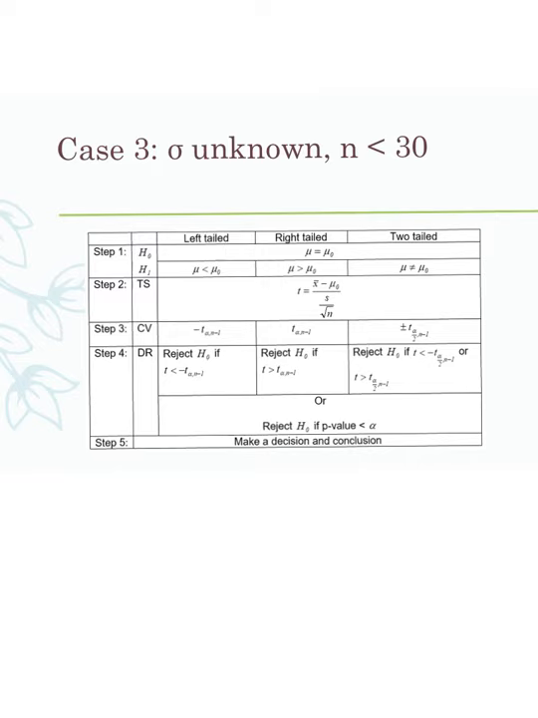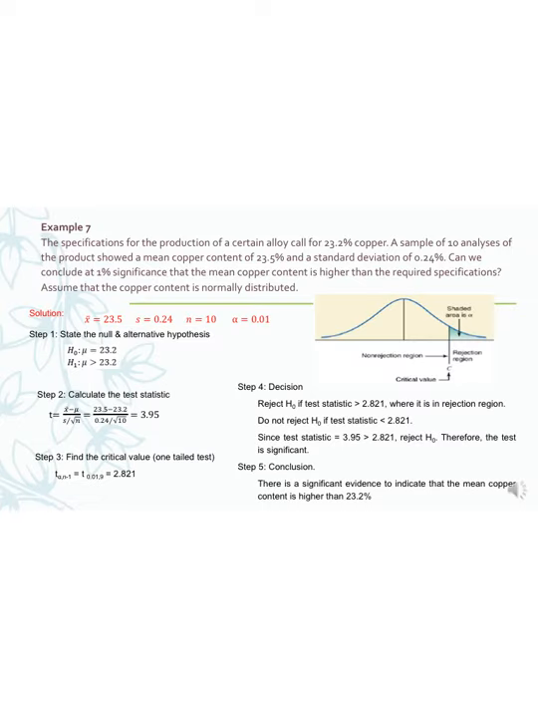And then the decision rules. For left tail, we reject H0 if T less than negative T alpha, n minus 1. For right tail, reject H0 if T greater than T alpha, n minus 1. And for the two tail, we have two conditions. Reject H0 if T less than negative T alpha over 2, n minus 1, or T greater than T alpha over 2, n minus 1. Since this is the two tail, remember to divide alpha by 2. We also can use the p-value approach, same like case 1 and case 2. And then step number 5, make a decision and conclusion.